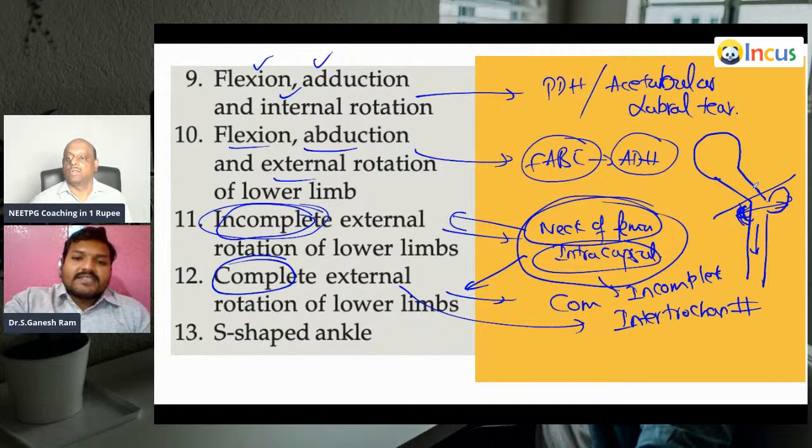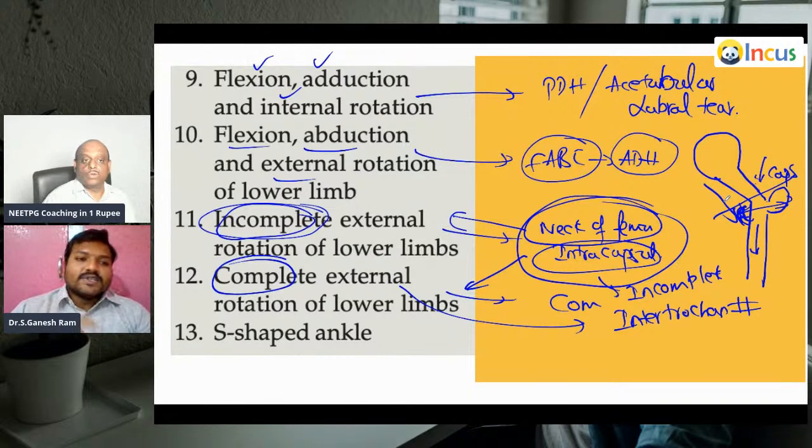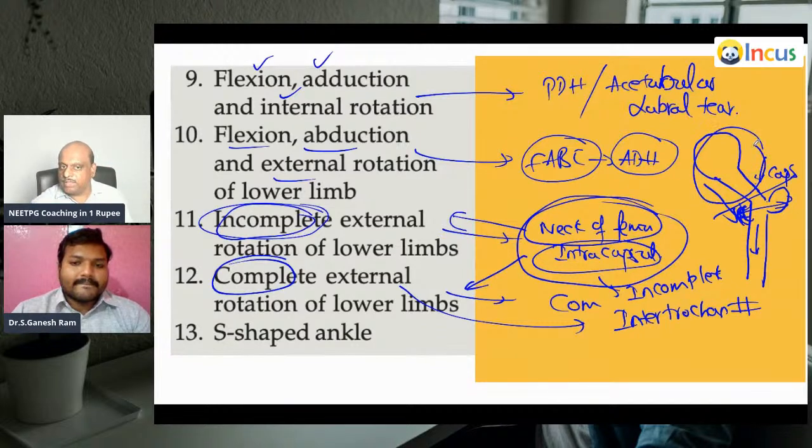Whereas in the posterior aspect, the capsule ends 2 centimeters above that. It's a little shorter in the posterior aspect than the anterior. I see. So the posterior part of the capsule is shorter and the anterior is longer, right, doctor? Yes, anterior will be a little longer. Very good. So in tomorrow's exam, we need to remember that whenever it is intracapsular, it will be incomplete external rotation. Whenever it is intertrochanteric and below, either the shaft or the greater trochanter, whatever comes below, it will be a complete external rotation of the lower limb.